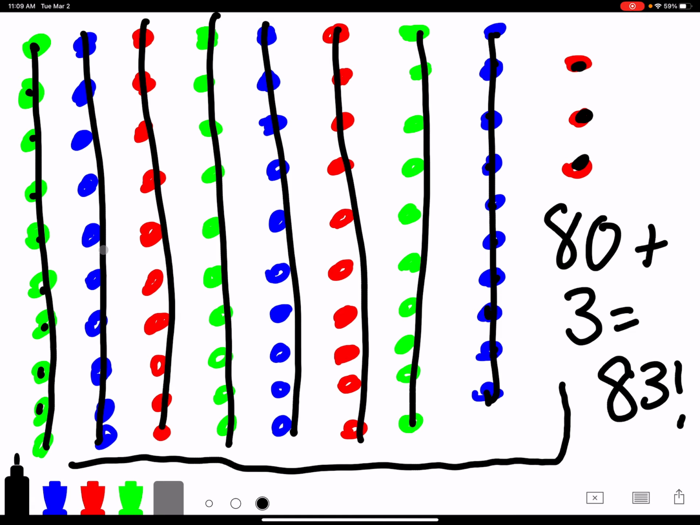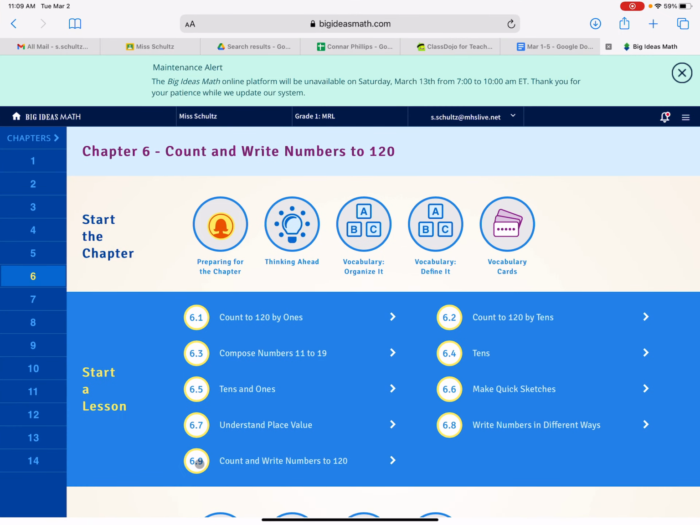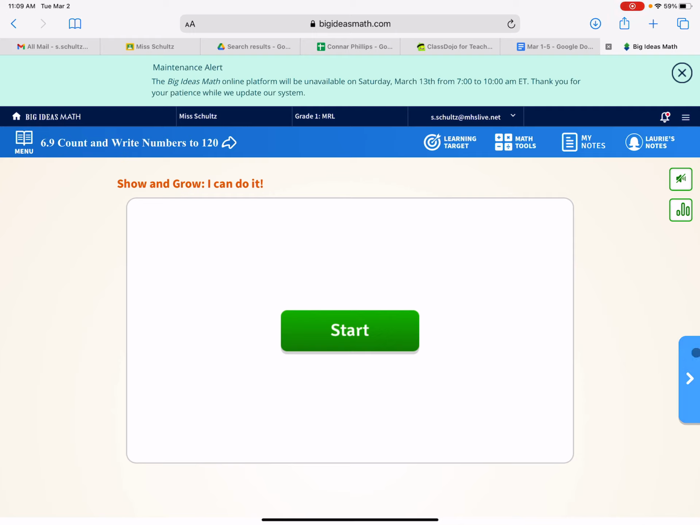And wasn't it easier to count by tens instead of counting each dot individually? Yeah, because if I counted by ones, I would still be counting. Counting by tens is much quicker. So this is just a little preview of 6.9 in Big Ideas. So we are going to hop on over there.